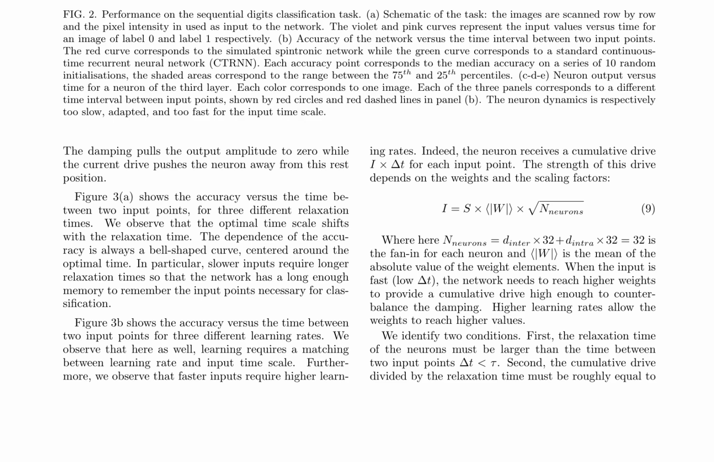The dynamics of the spintronic neuron rely on a competition between the current drive and the damping. The relaxation time of the neurons must be larger than the time between two input points, and the cumulative drive divided by the relaxation time must be roughly equal to the damping. The learning rate must also match the input timescale, with faster inputs requiring higher learning rates.